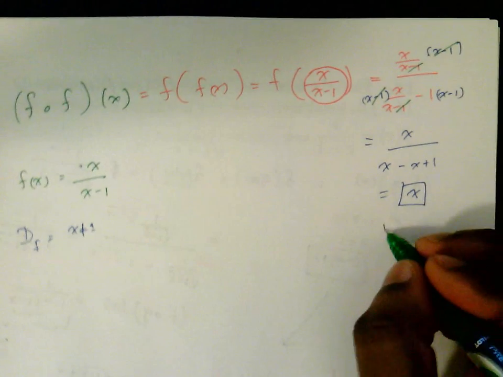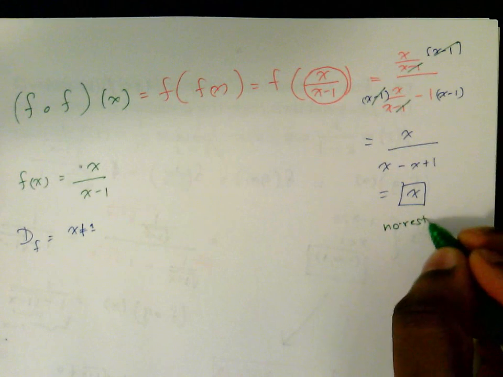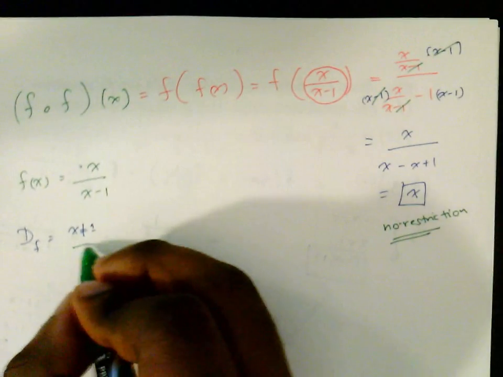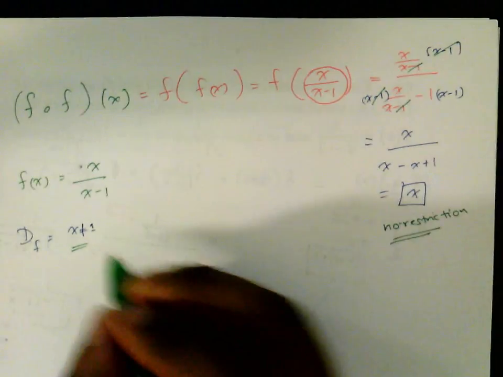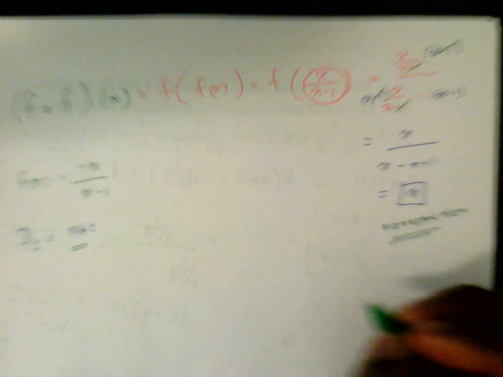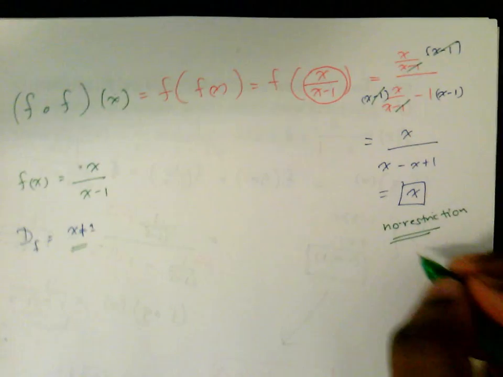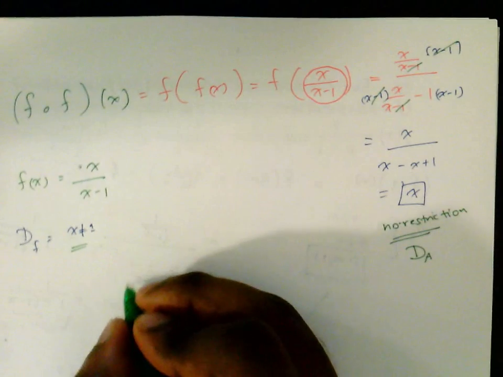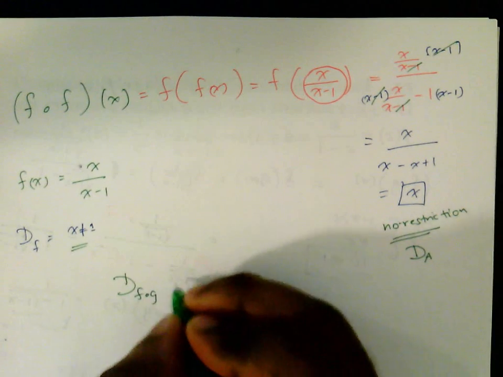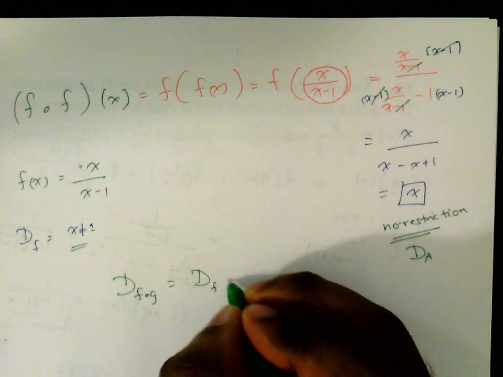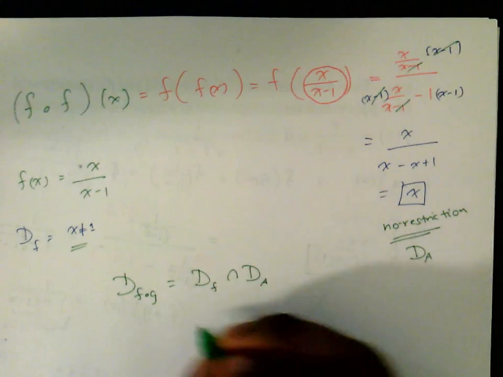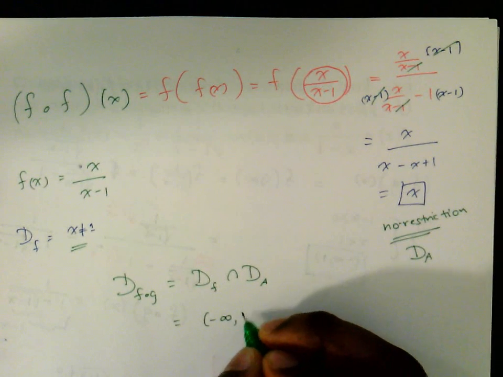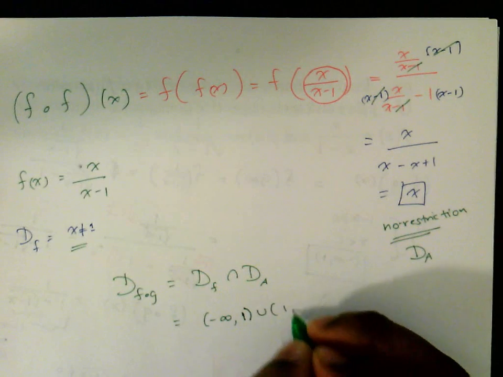So there's no restriction here, and the restriction here is x not equals 1. So together with these two, x not equals 1 is the domain. So this is the domain of the answer. So the domain of the composition is the domain of f intersected with the domain of the answer, which is negative infinity to 1 and then 1 to infinity.